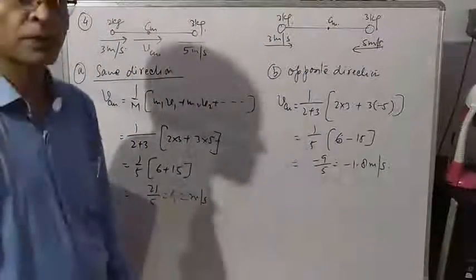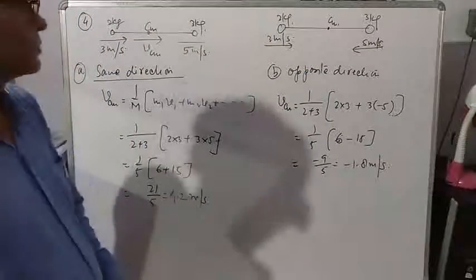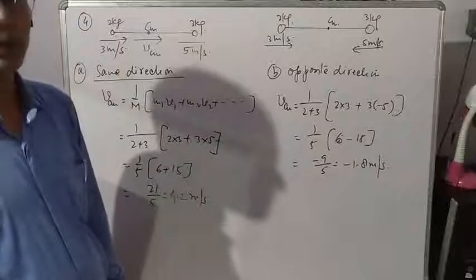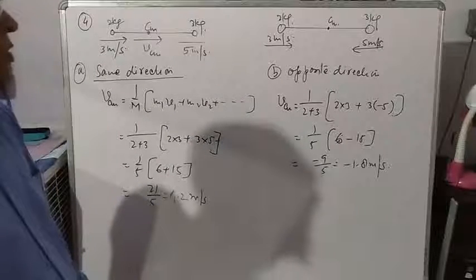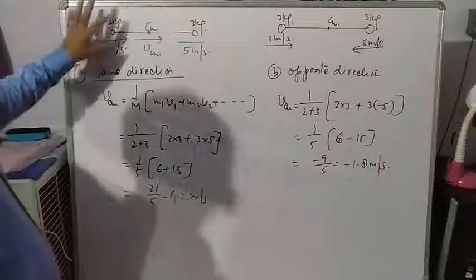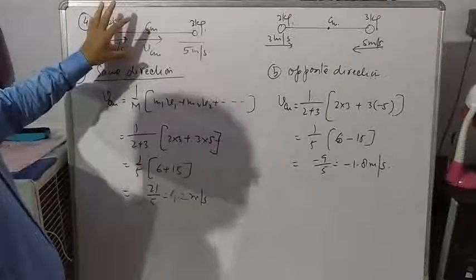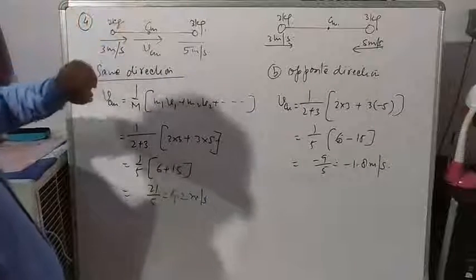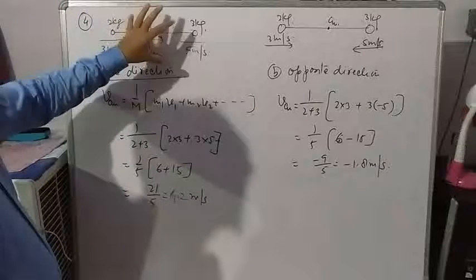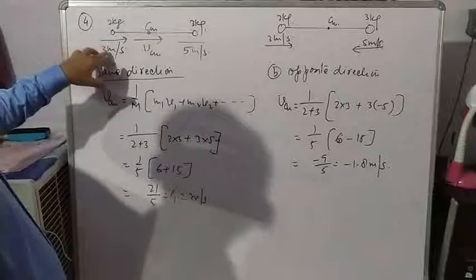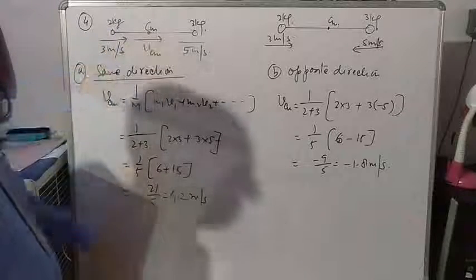Now let us understand question number 4. It is an example of motion of center of mass. Here we are going to find the velocity of center of mass. Simple question. It is a two particle system. Masses are 2 kg and 3 kg, and both the particles are in motion. Their velocities are 3 meters per second and 5 meters per second.